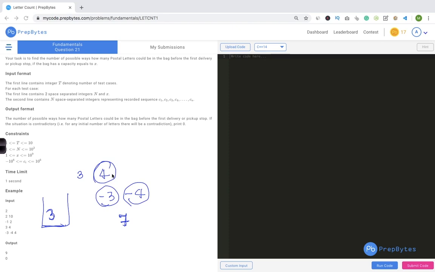Which means that there is no way that we can have this particular thing working. This is contradictory. So in this case, we will simply print 0. So that is the test case. So that is how the test cases are explained.